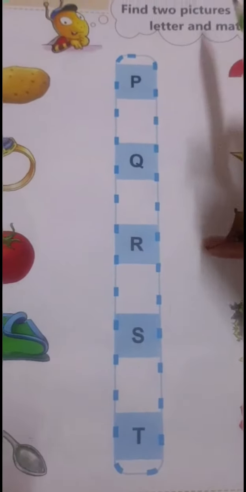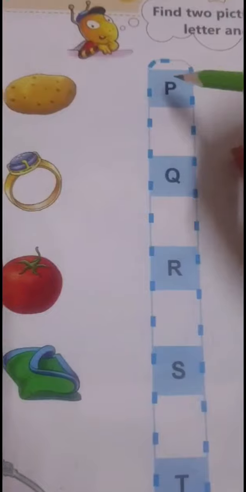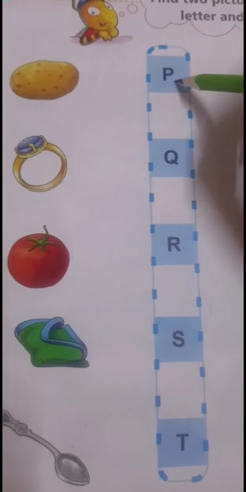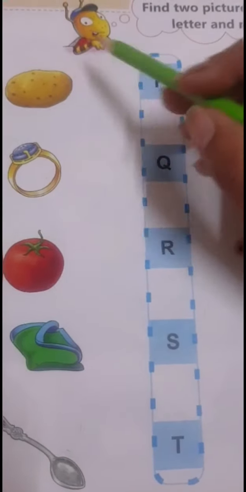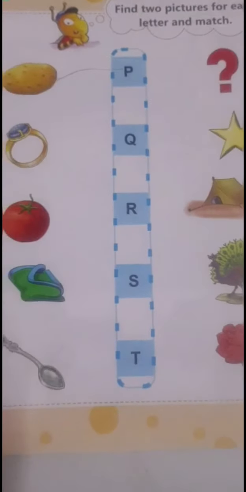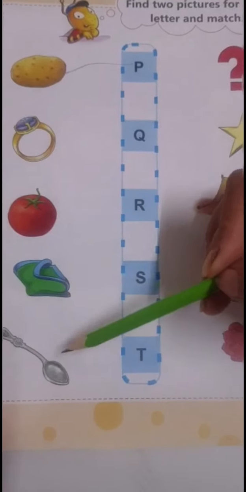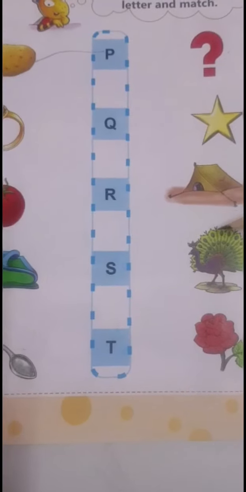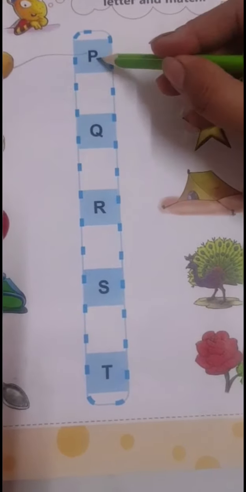Rose. Now we are going to start our activity. What we will do? Find two pictures for each letter and match. So first of all, we will match the picture of letter P. P for potato. We will match letter P with the picture of potato like this. Find one more picture which starts from letter P. Yes, it's a peacock. We will match letter P with the picture of peacock.